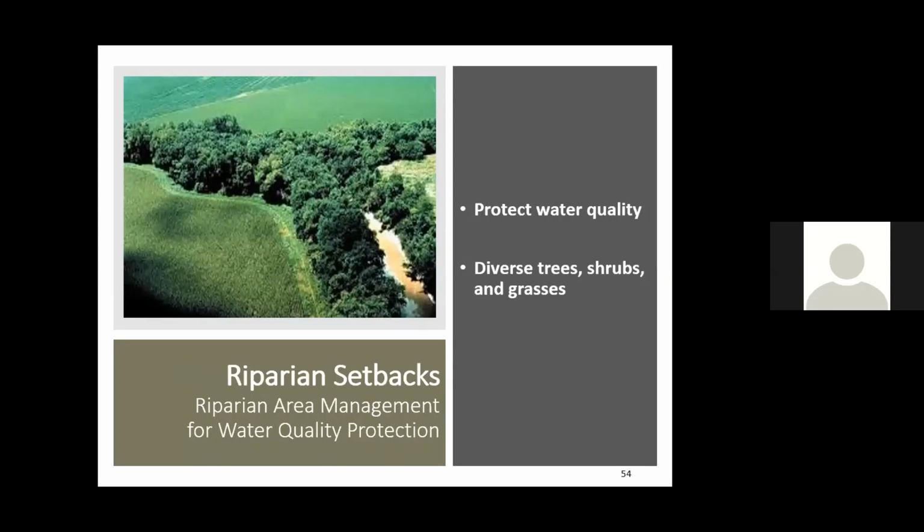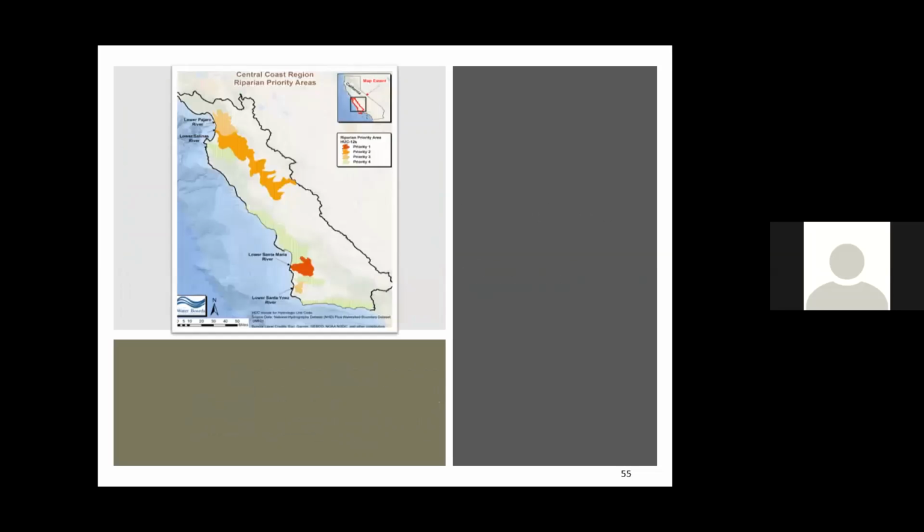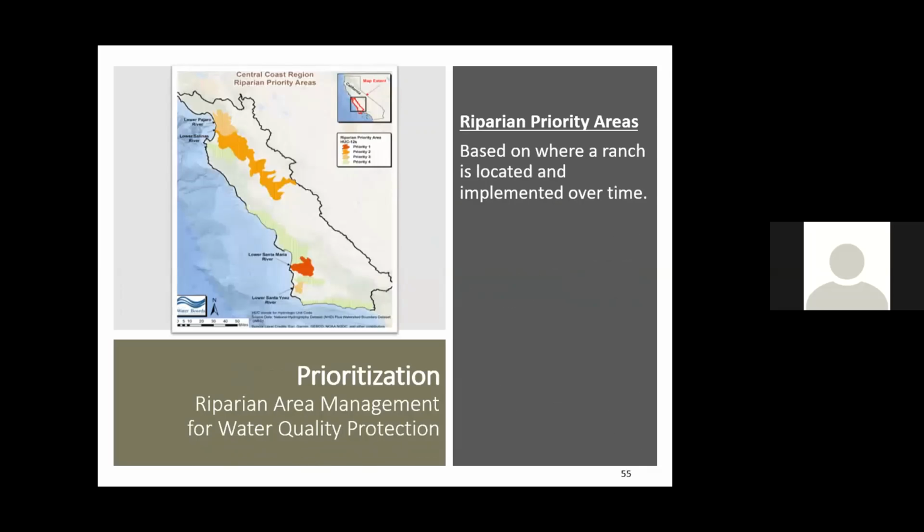Now I'm going to go on to discuss the prioritization areas. Riparian priority areas are based on ranch location and will be implemented over time. There's 4 riparian priority areas. They're primarily located in the lower portions of watersheds. Farms in riparian priority area 1 will need to implement and meet the requirements before priority area 2, and so on.